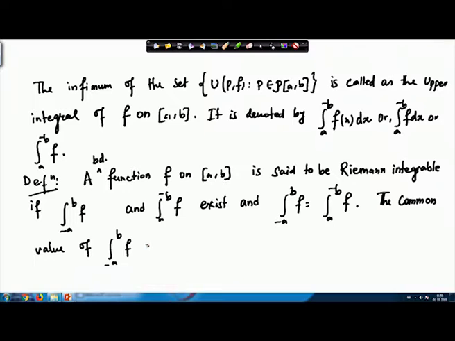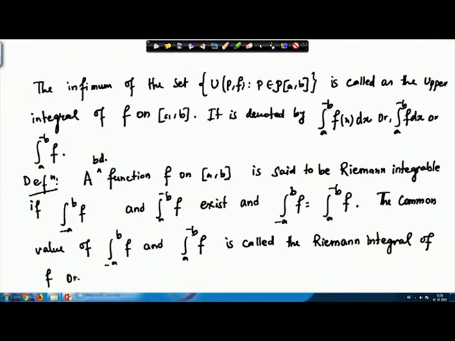of this to this is called the Riemann integral of f on this closed interval a b, and it is denoted by the integral from a to b of f.